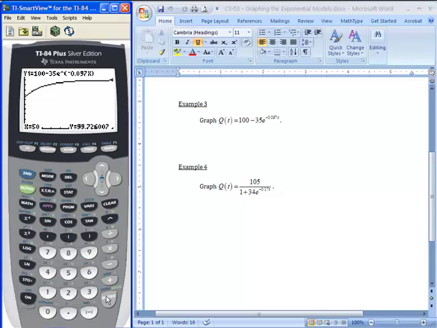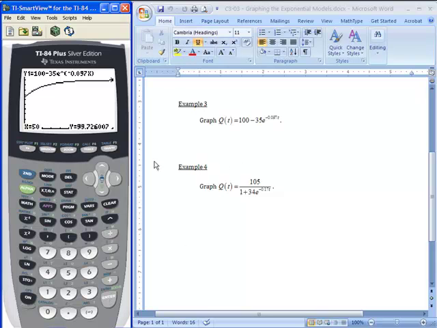So that expression, e to the negative 0.097t, as t gets really large, starts to look more and more like 0. So we end up looking at things like 100 minus numbers that get closer and closer to 0, and eventually it just looks like 100. So that's the maximum value.